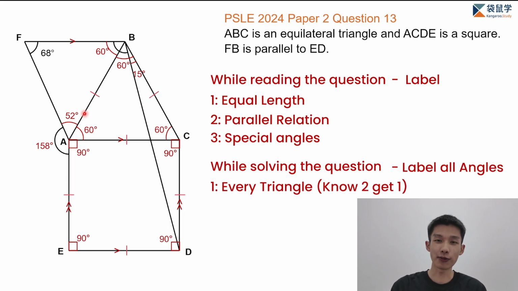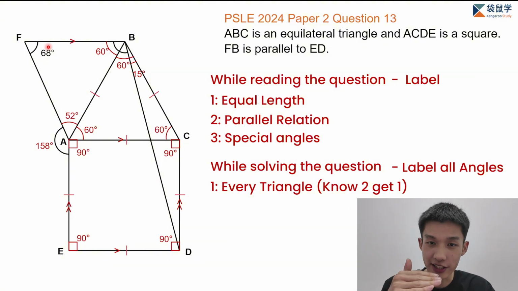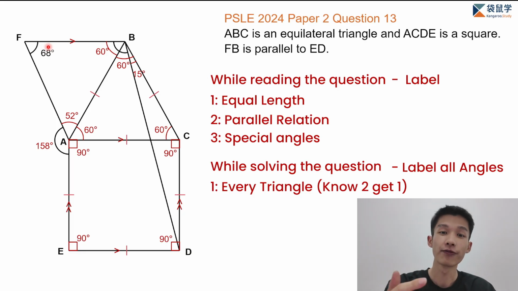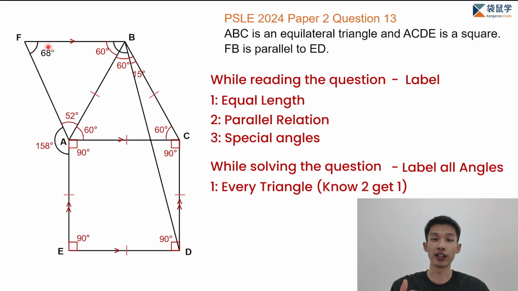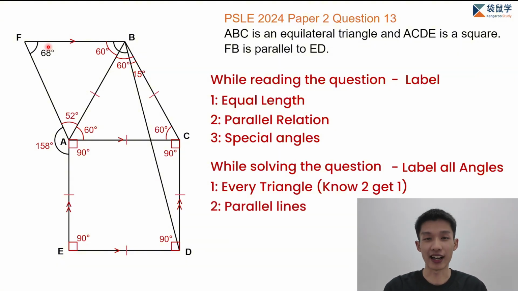And the second one is, if we have parallel line relations, we can find out a lot of relations. For example, the Z shape, the vertically opposite angles are the same, the corresponding angles are the same, and the interior angles of parallel lines sum to 180, and so on. So the second one is from the parallel lines. Label, label, label. That's basically how we can solve all these kinds of geometry questions.